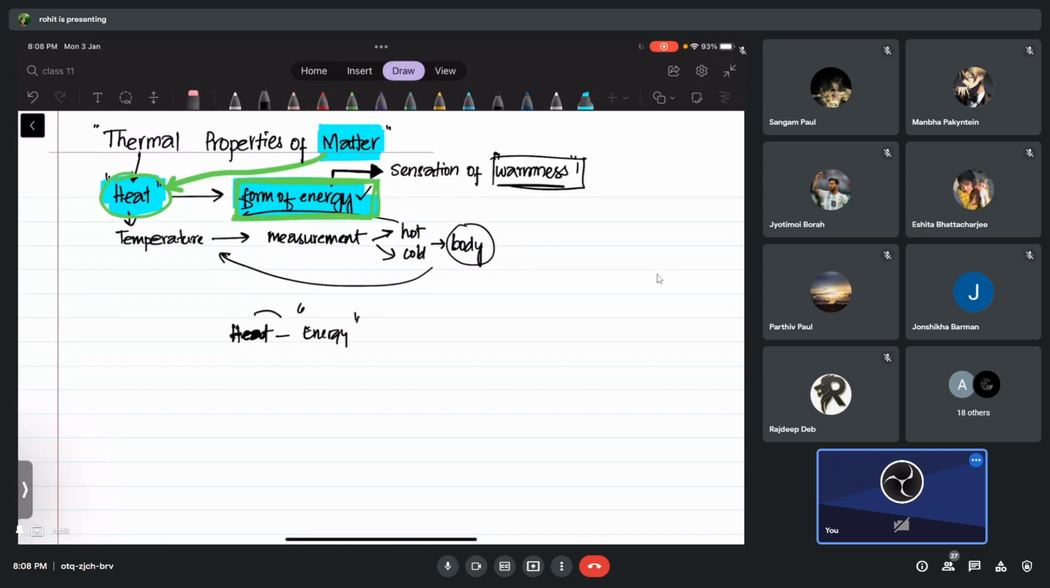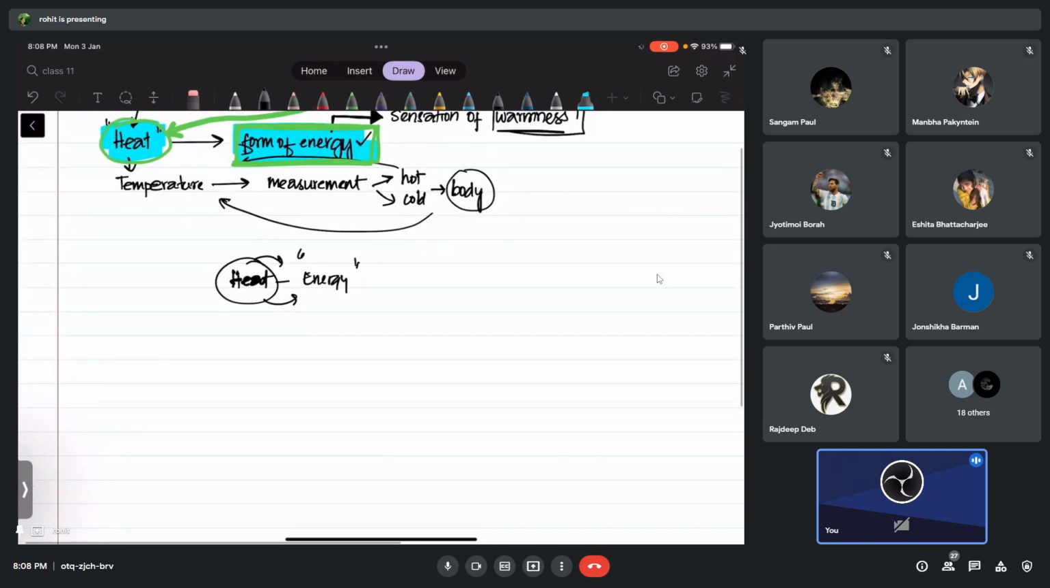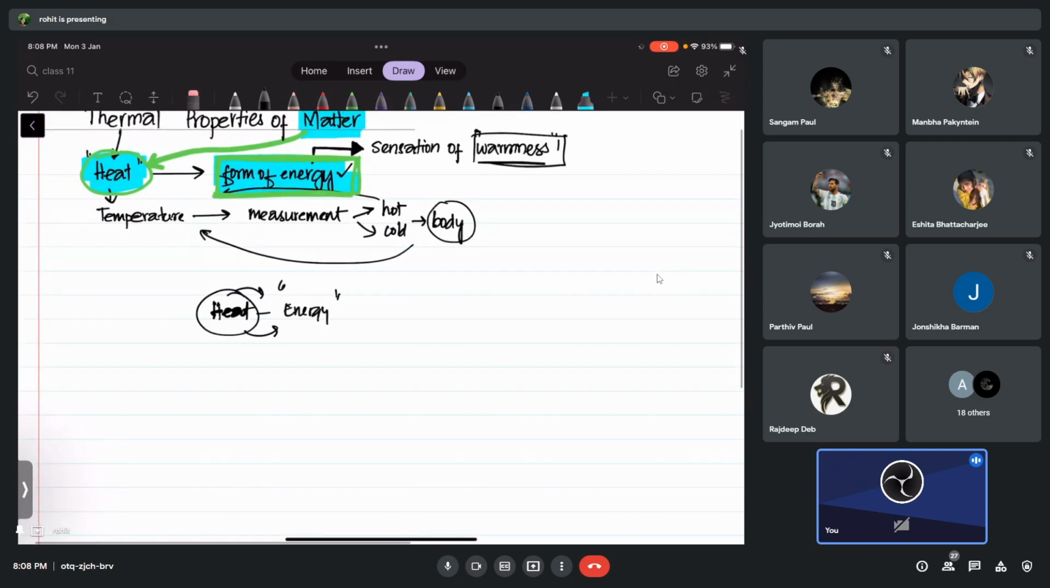And what can matter do with this heat? Let me just show you. The simplest thing matter can do with this heat energy is what? Can anybody tell me how matter uses this heat, let it be solid, liquids, or gases? Imagine matter having energy, heat energy, thermal energy.